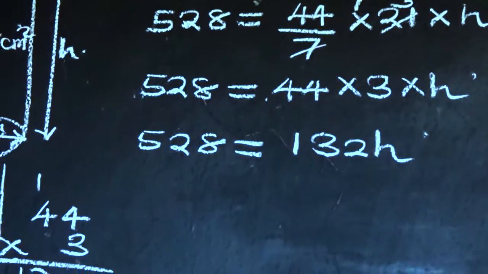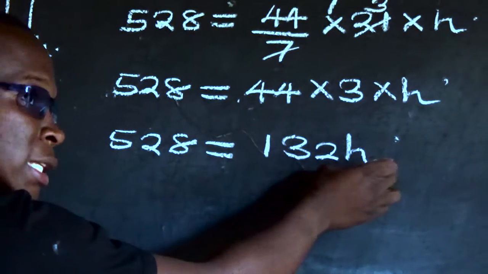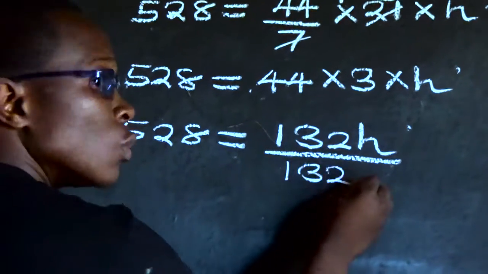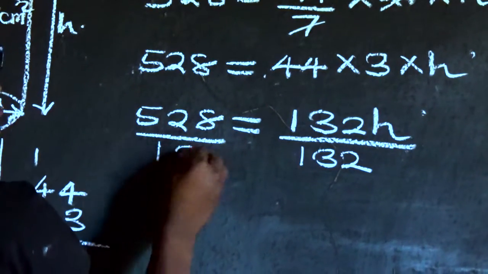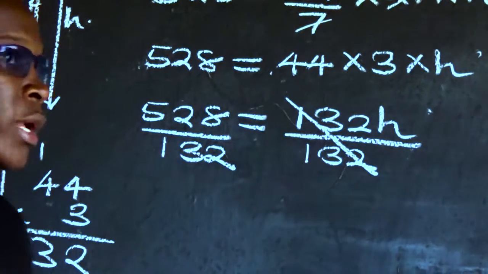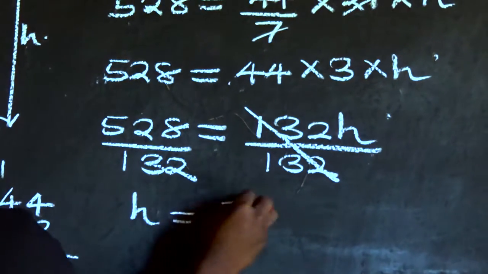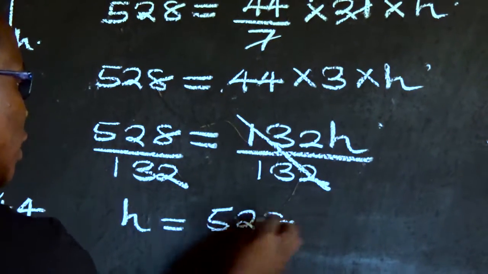Yes. Now for us to remain with h, divide both sides by 132. Over 132. These two are going to go. So we're going to have h is equal to 528 over what?